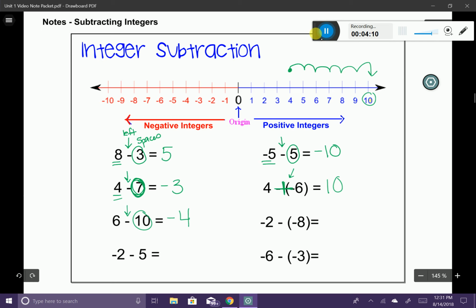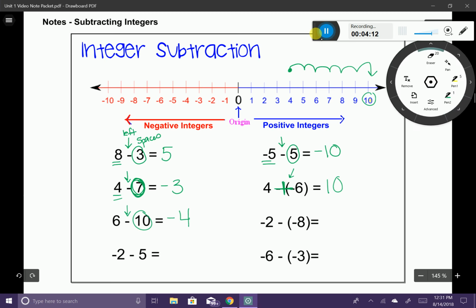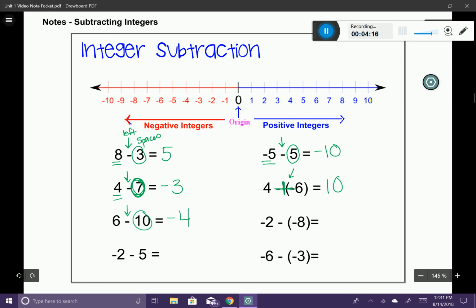Negative 2 minus negative 8. All right, the first thing we notice here is that we have a negative and a negative. So I'm going to go ahead and connect it and make it a positive. So now my question is negative 2 plus 8. So negative 2 on my number line, and I'm going to add 8. So if I add 2 spaces, all I have left is 6 spaces, so leading me to positive 6.